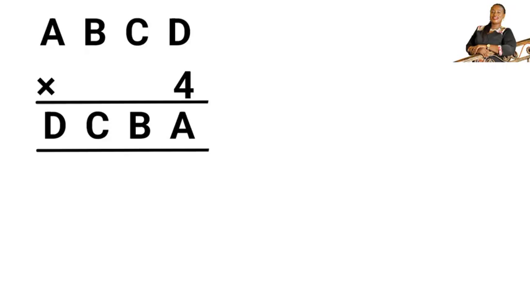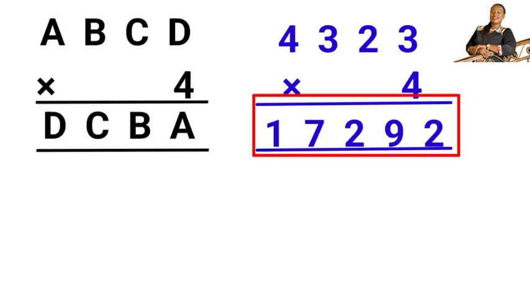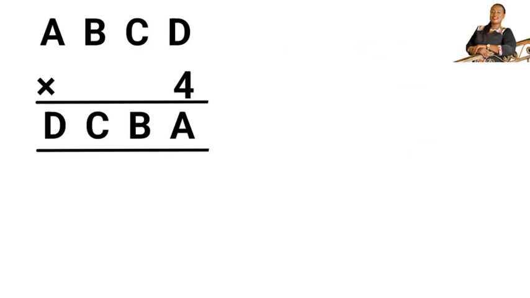So let us pick a random number. Let's say 4,323 times 4. That will give us 17,292. This is a 5-digit number, so we cannot accept that. To find the values of A, B, C, D, we will first of all find the value for the letter A. Note, A could be any digit from 0 to 9.